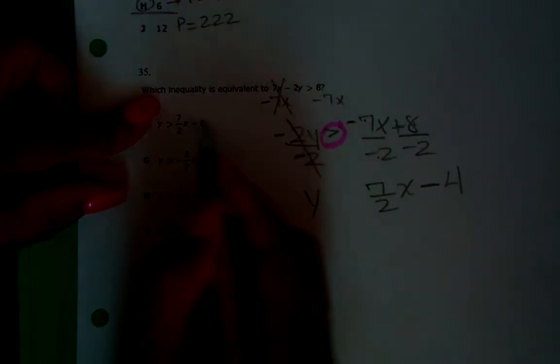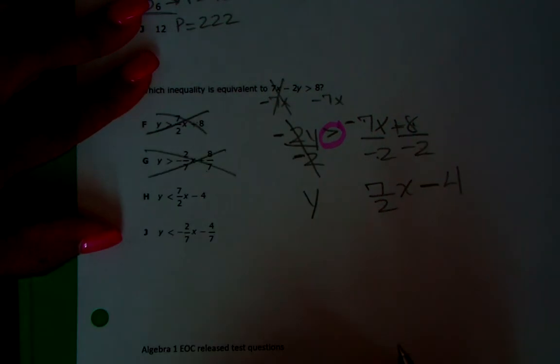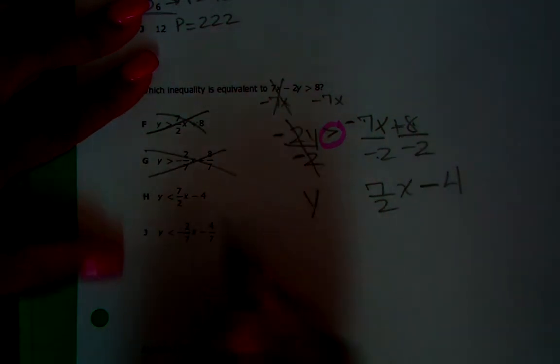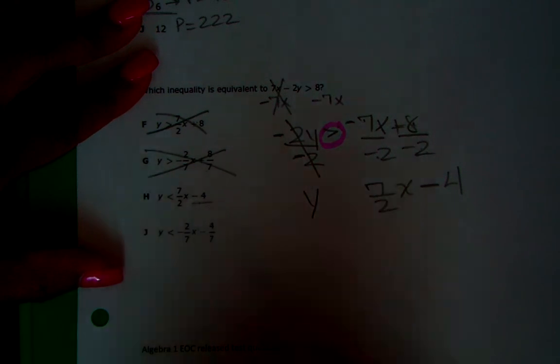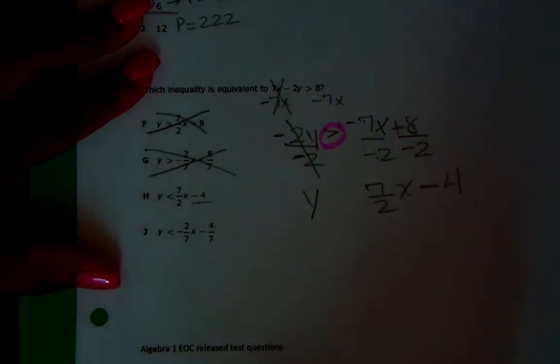Okay, negative 4, that's plus 8, so it can't be this. That's plus 8, 7, can't be that. You see? Because you're solving for y. This says negative 4. That's the only one with negative 4. They're just trying to trick you guys.